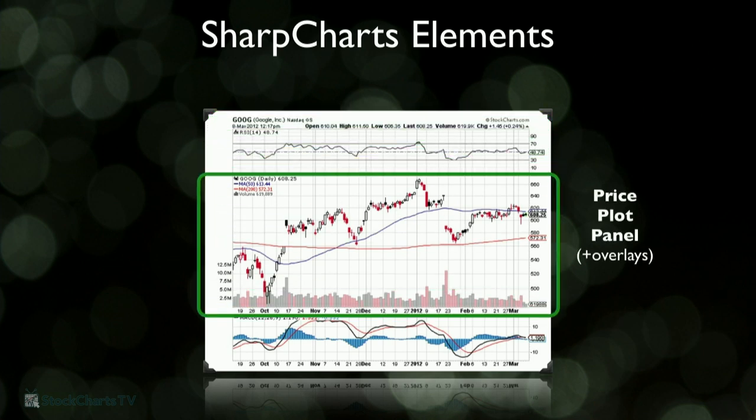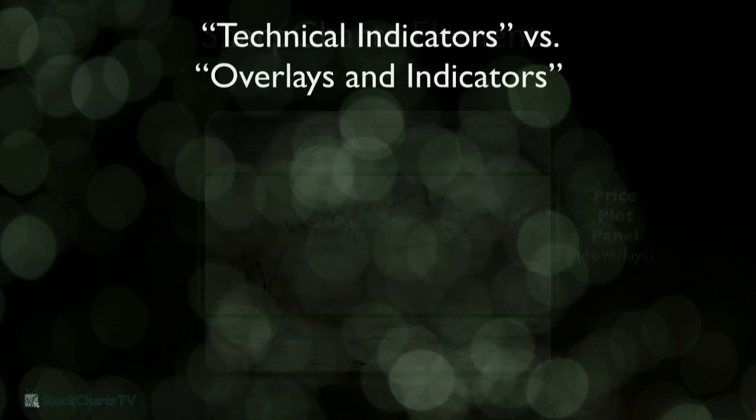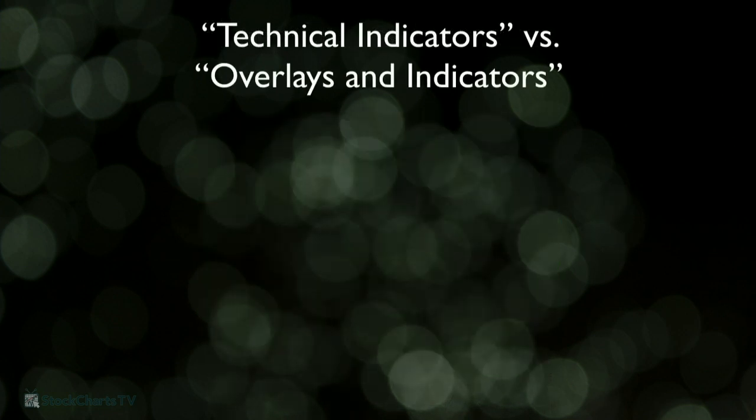The main price plot area, all charts have one of these and only one of these. And we see this one here. It's typically in the middle of the chart. It's where the bars or the candlesticks will be located. It also is where the overlays are, and that's the subject of today's show. So we're going to be getting more into detail about all the lines that appear inside of the price plot panel. And again, just some clarity on the terminology here.